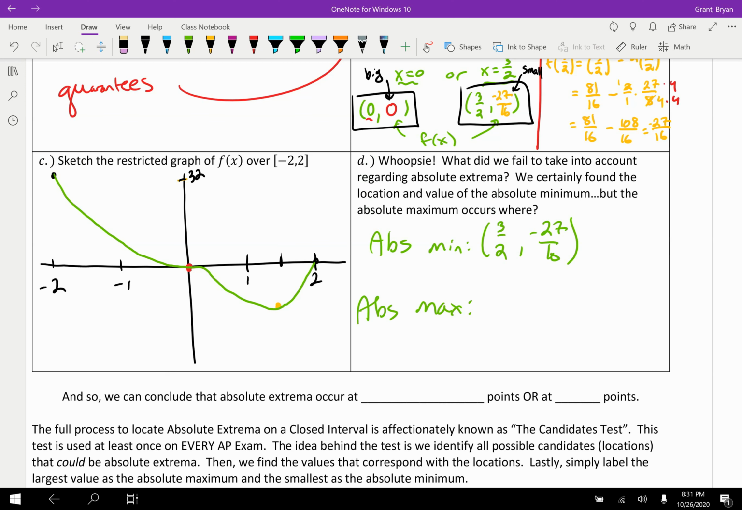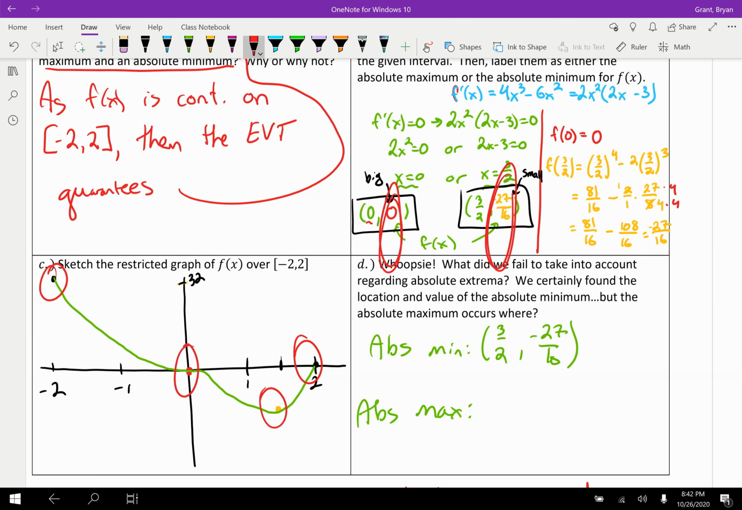Of course, we just forgot one thing. We forgot to take into account the endpoints. But then that would have given us 4 possible places where the derivative is 0 or undefined, and then the 2 endpoints. And all we do is we find the value for each one, and whichever value is the biggest, absolute max, the smallest, absolute min. Very straightforward process, but very powerful.